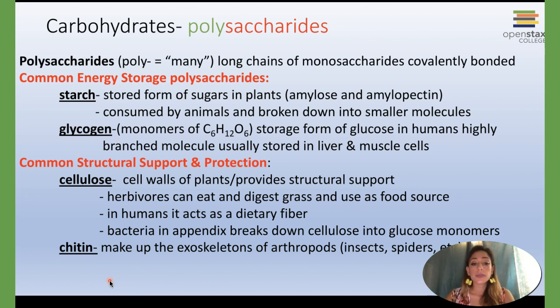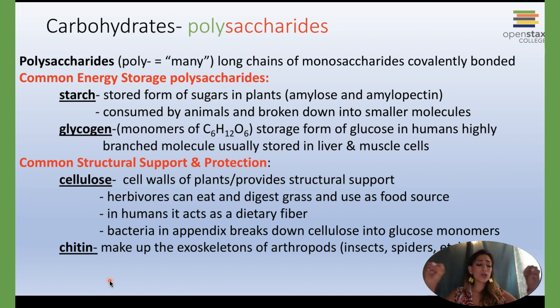For plants, storage, they actually store forms of sugars known as amylose and amylopectin. This is consumed by animals and broken down into much smaller molecules used for energy. Glycogen is actually a huge long chain of glucose molecules that is stored in the liver and muscle cells of animals, and we definitely store it in our liver and muscle cells, because that's kind of like our reservoir, our backup. So when we get too fatigued, our body goes into that reservoir and takes out that glycogen molecule.